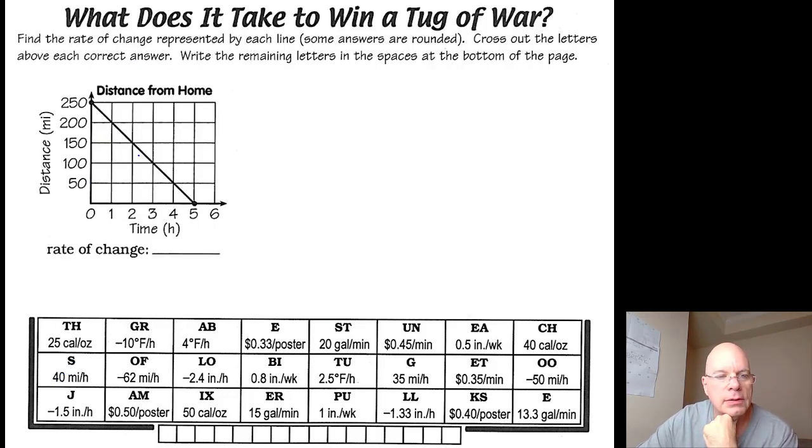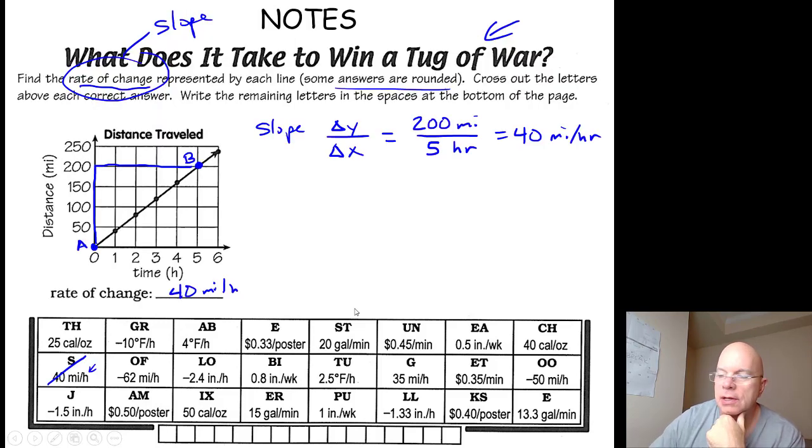Okay, on this one, we have distance from home, and we've got distance in miles and time in hours, just like on the last problem. But interestingly, this line is moving down. We should actually look back at the last one because there's something interesting to notice that I don't think we've talked about much yet. We get a positive slope here.